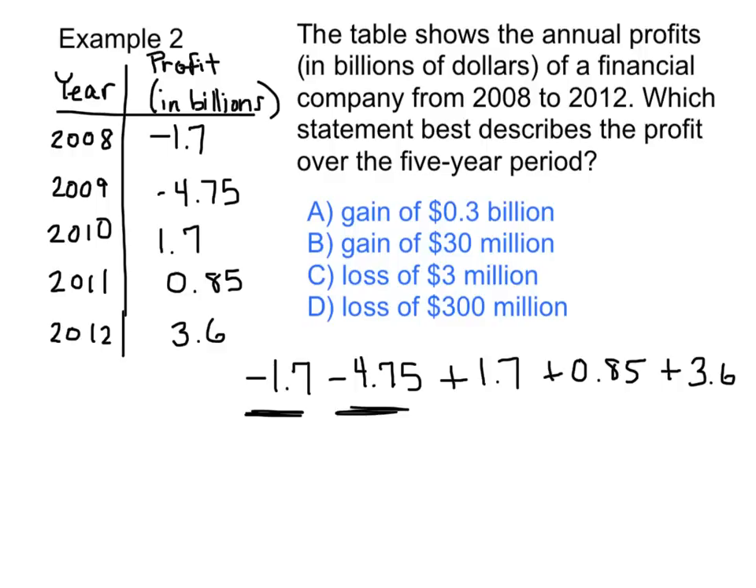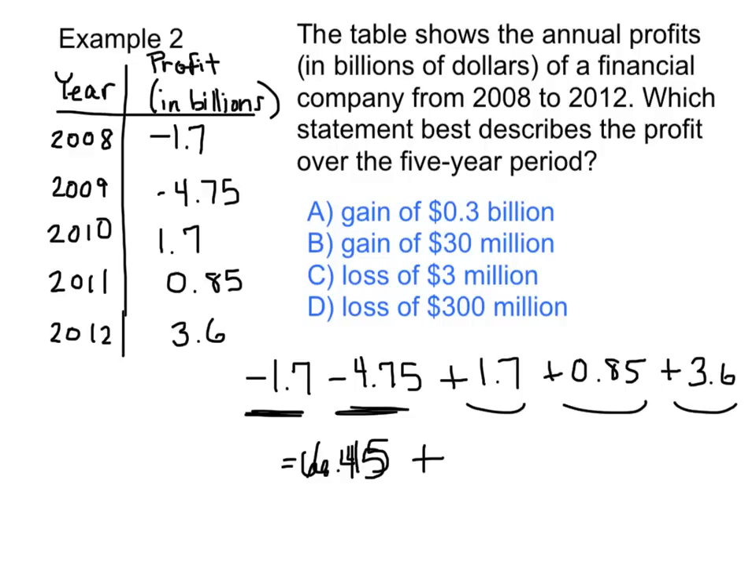So here we have a negative, here we have a negative. Negative 1.7 and negative 4.75. They are the same sign. We are going to add them together. So that would give you negative 6.45 billion.